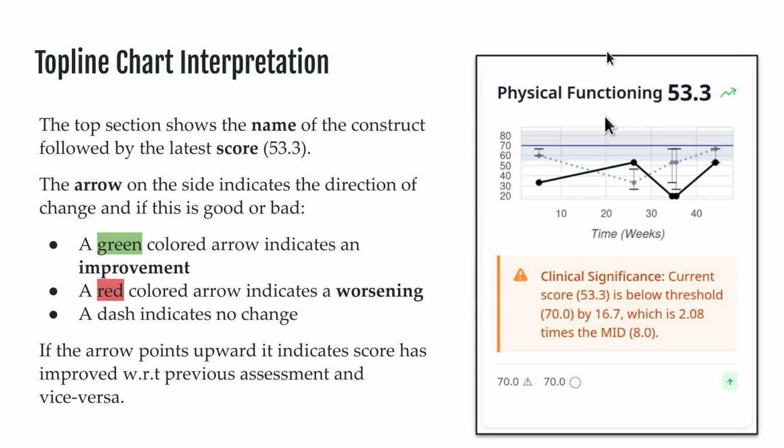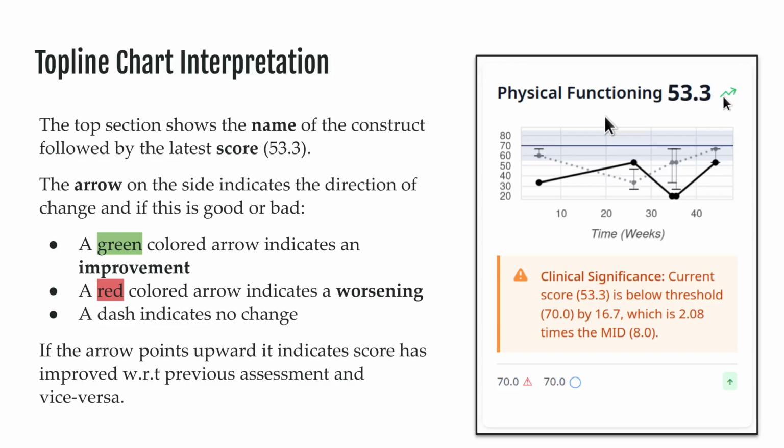The top section shows the name of the construct followed by the score, which in this case is 53.3. The arrow on the side, this one, indicates the direction of the change, if it is good or bad. How do we determine if it is good? If you see that the color is green, that indicates that the score has improved. If you see it is red, it indicates worsening.